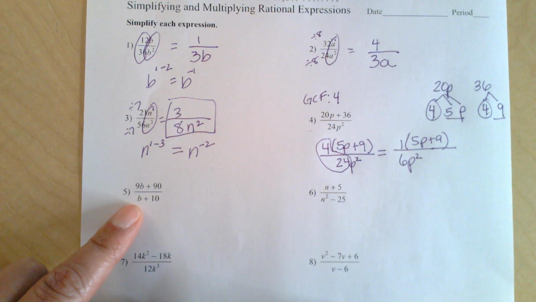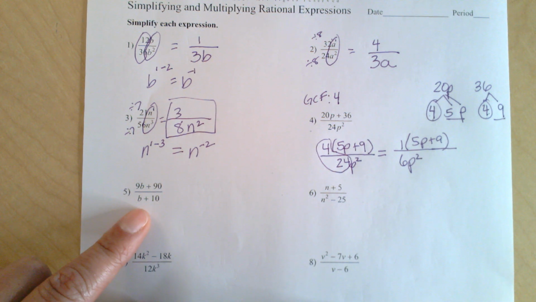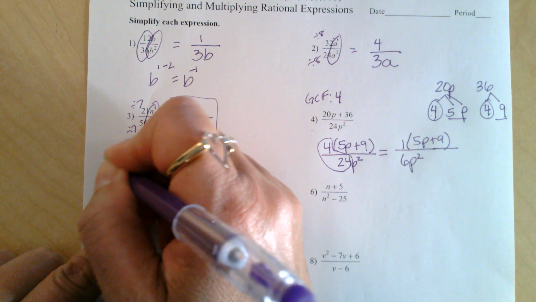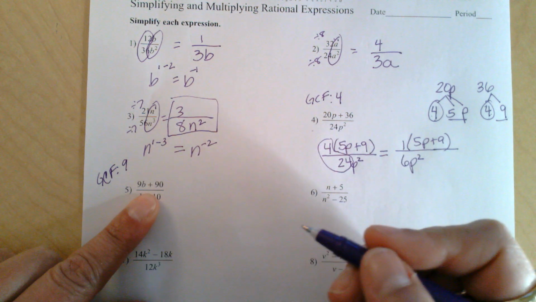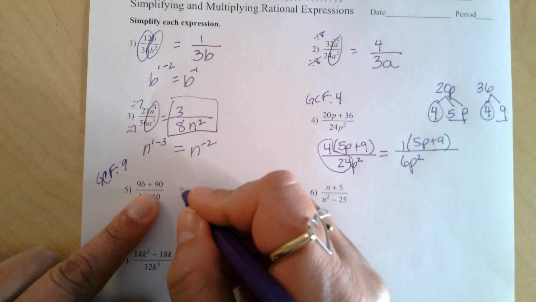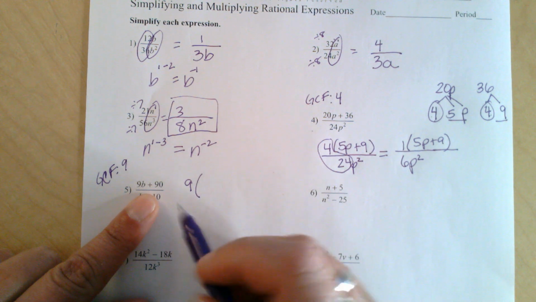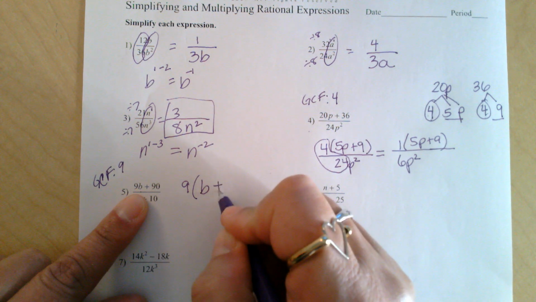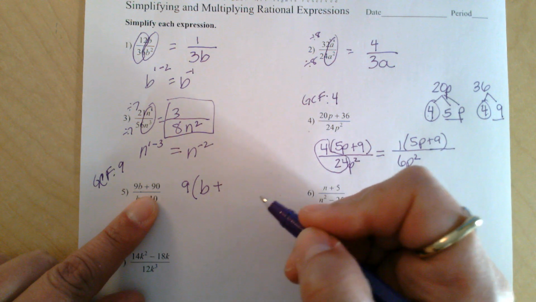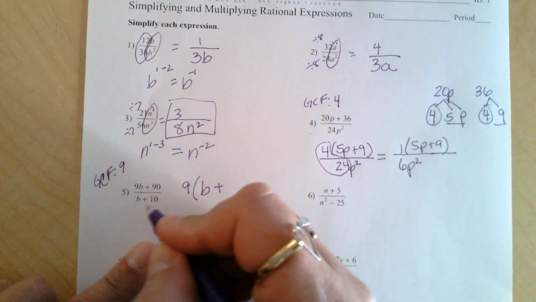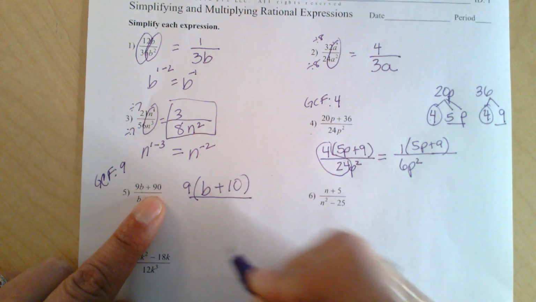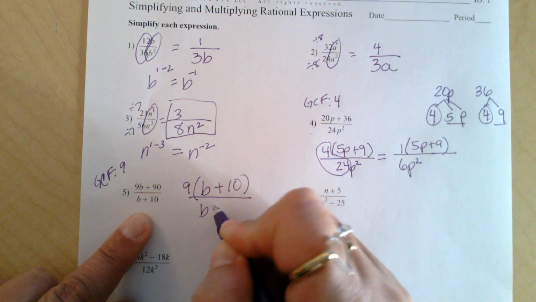Okay. Number 5, 9b plus 90 divided by b plus 10. So first, let's factor out a greatest common factor, GCF, from the numerator. And so here the GCF I'm going to have is 9. So I'm going to put 9. So from 9b, if I factor out, I have b. And from 90, if I factor out, and when I say factor out, I'm talking about dividing out, 90 divided by 9 is 10. So I have b plus 10 divided by, let's see what's in the denominator, b plus 10.